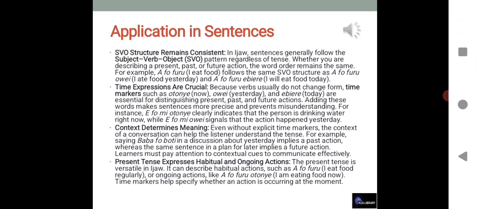Present tense expresses habitual and ongoing actions. The present tense in Ijaw is flexible and can describe both habitual and ongoing actions. For example, efo furo may mean, I eat food regularly, in habitual action, while efo furo otini indicates, I am eating food now, ongoing action. Time markers are important for specifying the exact meaning intended in conversation.